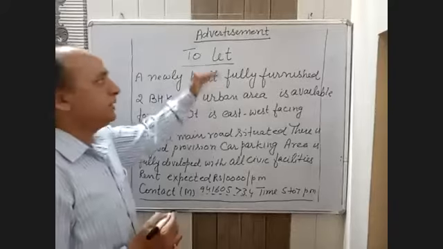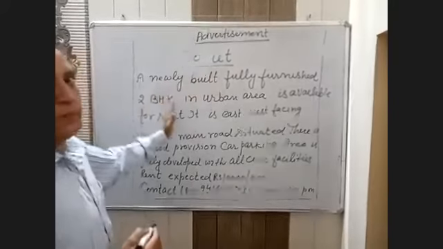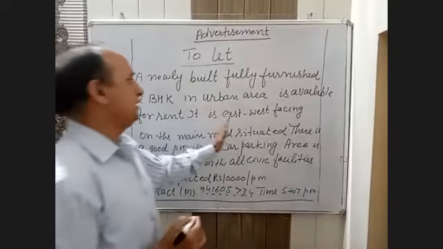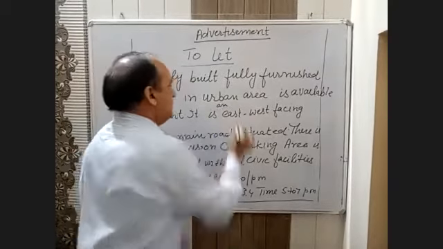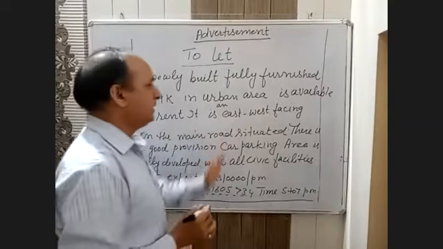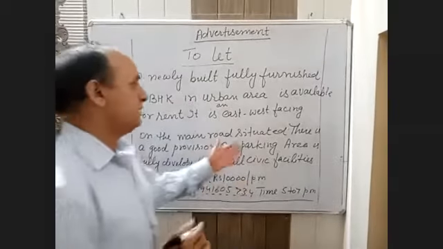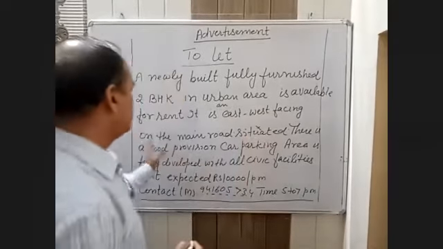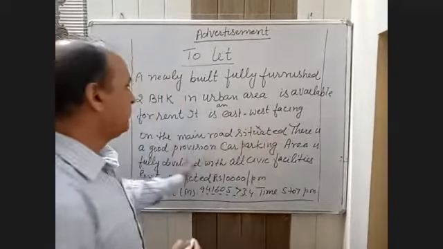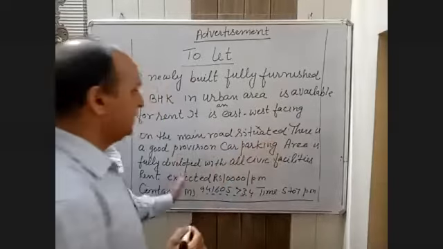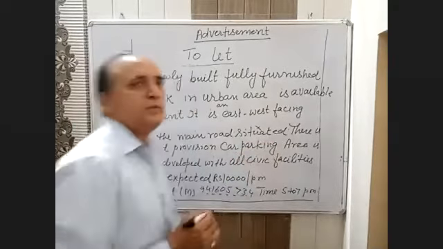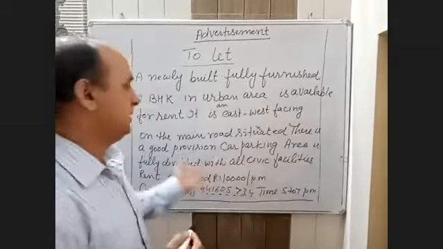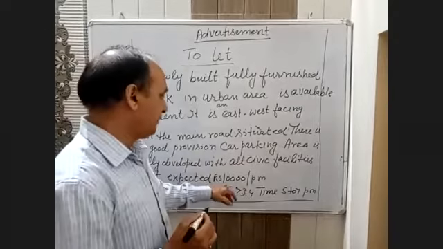A newly built, newly constructed, newly furnished 2 BHK, 3 BHK in urban area is available for let. It is an east-west facing on the main road. There is a good provision of car parking. The area is fully developed with all civic facilities, whatever facility we require, for example, schooling, marketing, medical, and other. Okay. Rent expected rupees 10,000 per month.